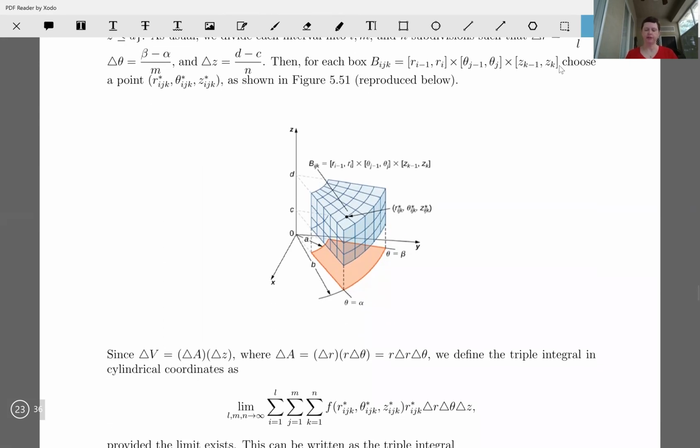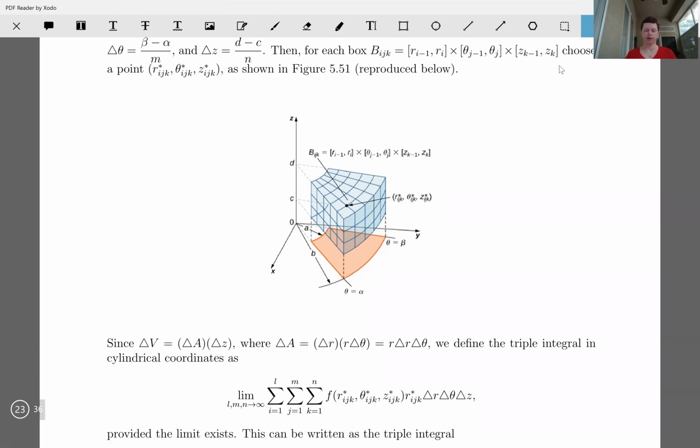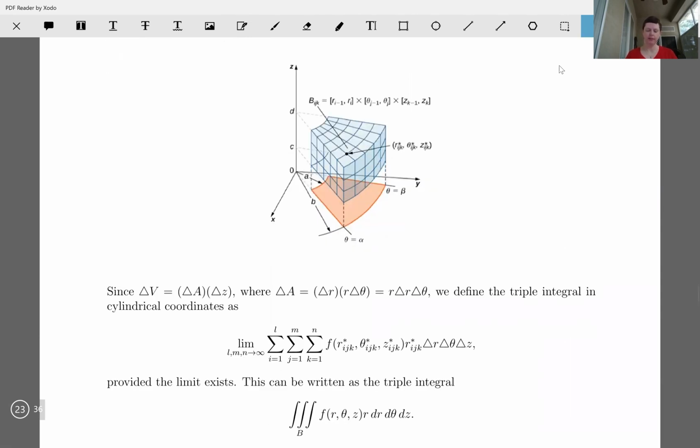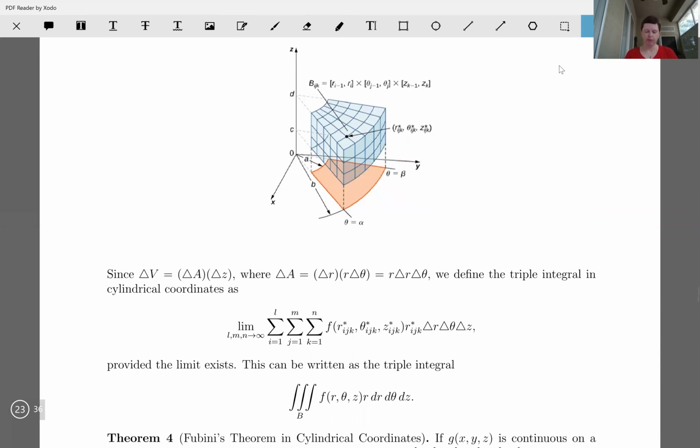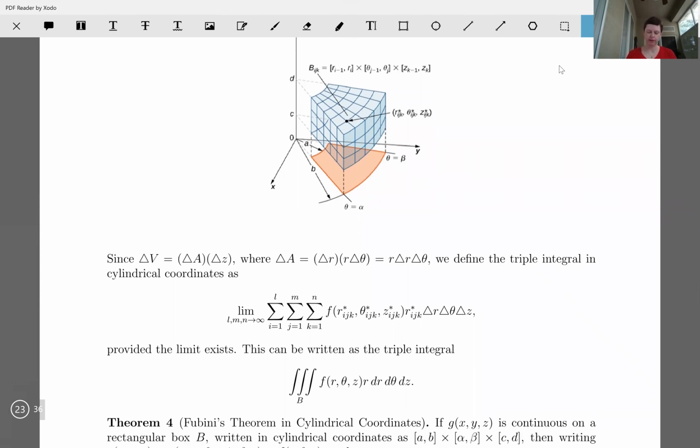Since delta V, the volume of each one of these boxes, is delta A times delta z, where delta A, as we discussed previously, is delta r times r delta theta, which is r delta r delta theta. We'll define the triple integral in cylindrical coordinates as the limit as l, m, and n go to infinity, i.e., as those intervals get infinitesimally smaller, of this quantity below, provided the limit exists, and of course that can be written as the triple integral you see there.